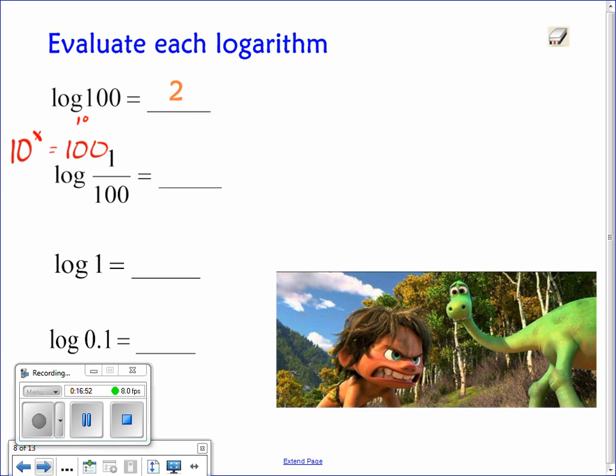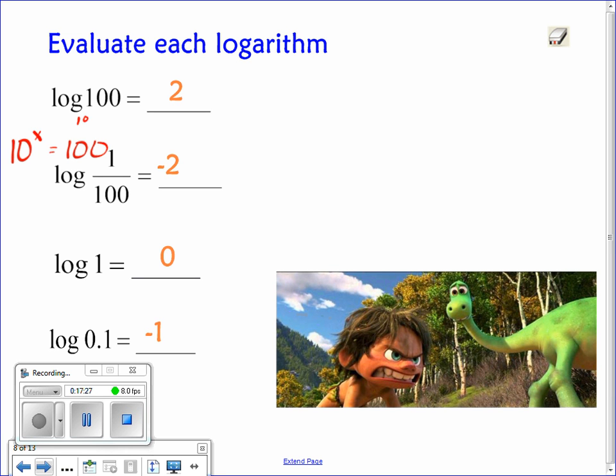So again, if it's just a common log, we can use the calculator. The log of 1 over 100 is negative 2, because it just needs to push it down to the bottom. All right, how about log of 1? 0, because 10 to what power equals 1? 10 to the 0. Log of 0.1? Negative 1. Again, it's 10 to what power equals 0.1. It's just dropping it down into the fraction.